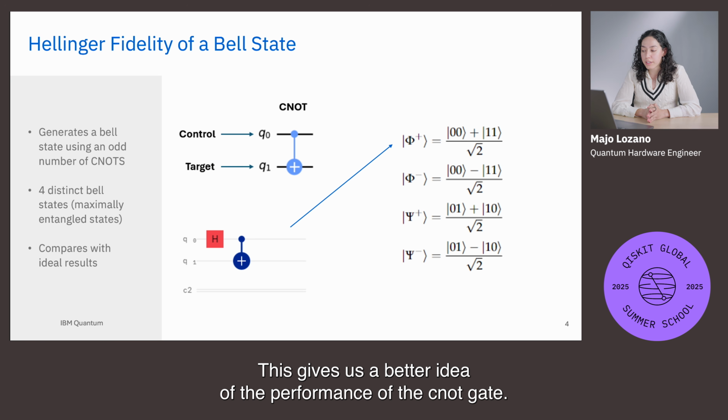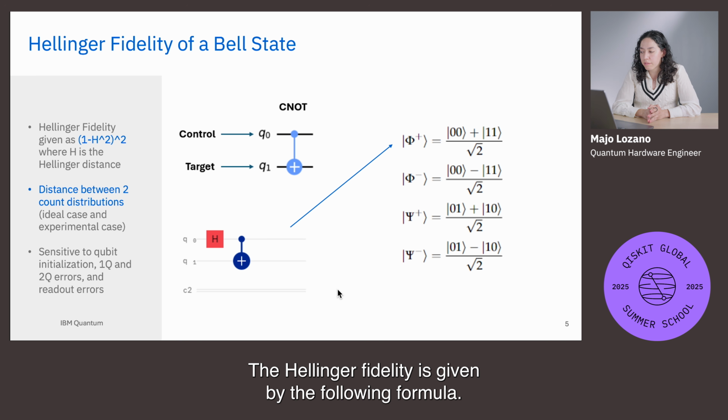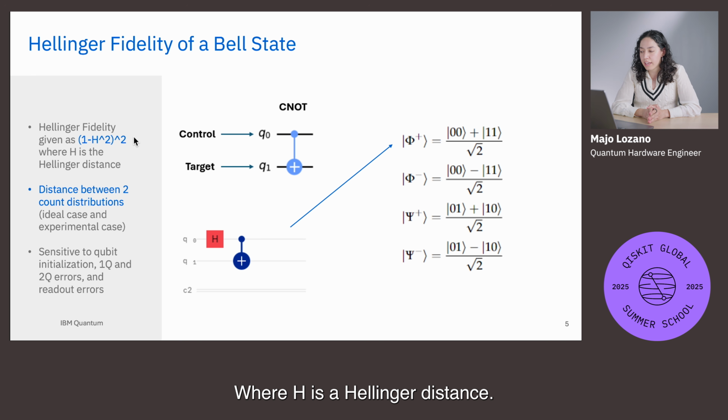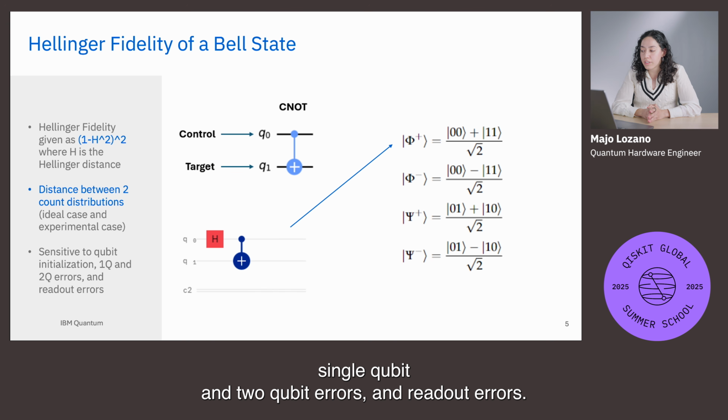This gives us a better idea of the performance of the CNOT gate. The Hellinger fidelity is given by the following formula, where h is the Hellinger distance. It is the distance between 2 count distributions. This test is sensitive to qubit initialization, single qubit and 2-qubit errors, and readout errors.